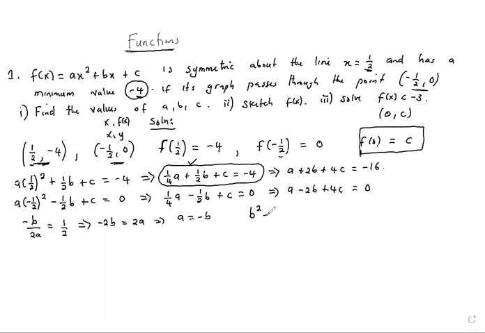B squared minus 4AC over 2. Is it 4A or 2A? 2A. No, it's 4A. A is not squared. Also, just the way she said it, 4A. For the turning point, it's 4A. Yes. Okay.